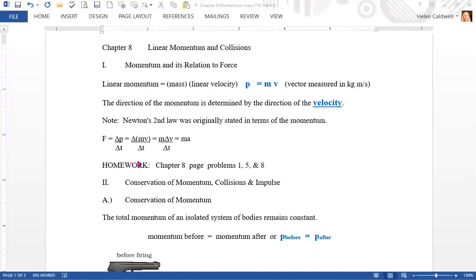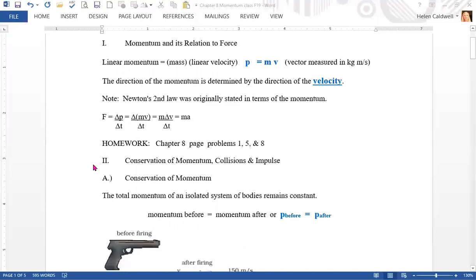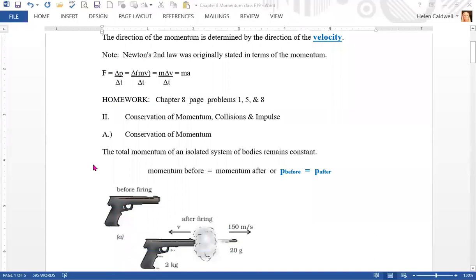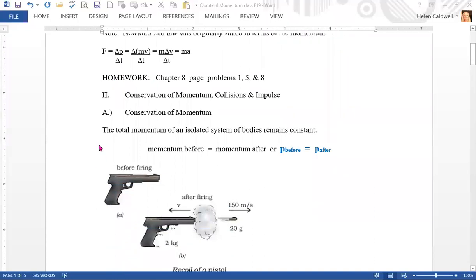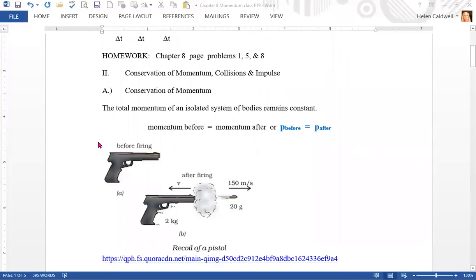There's some homework problems in Chapter 8, and there will be some problems on your study guide as well. So let's look at conservation of momentum and collision and impulses. For momentum is conserved, the total momentum of your isolated system of bodies before an event is equal to the total momentum after the event.